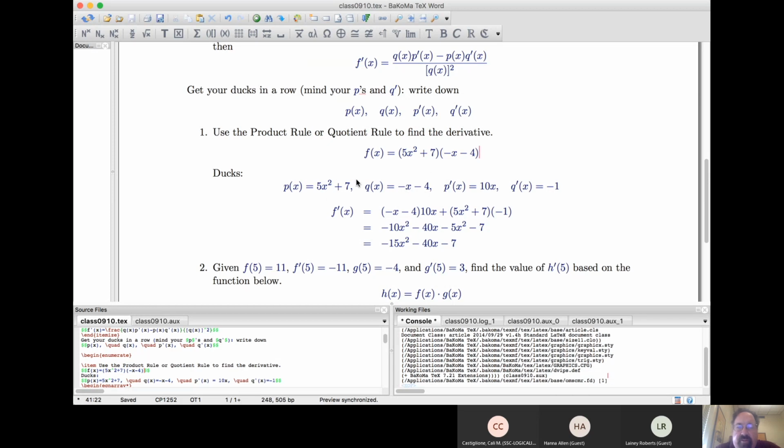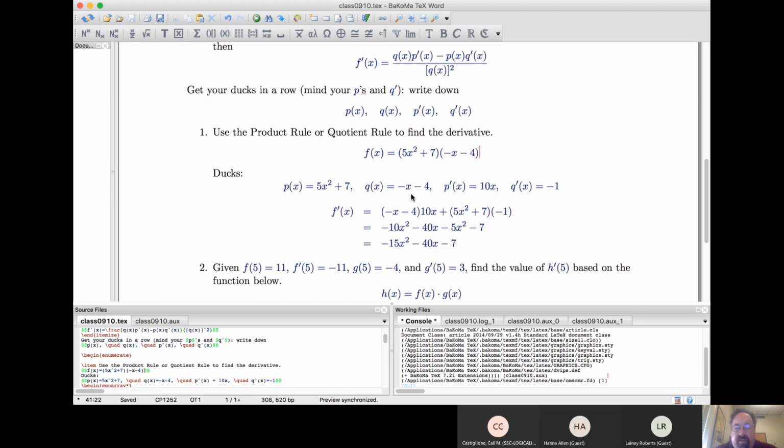Then we take the derivatives of those individual pieces. Here with 5x squared plus 7, we take the derivative. The 7 won't give us anything, it's a constant. Then we use the power rule on the 5x squared, so we get 5 times 2 times x, so we have 10x. And over here, minus x minus 4, we just use the coefficient rule. So the derivative of minus x is minus 1. So now we have our ducks in a row. We have our p, q, p prime, q prime.